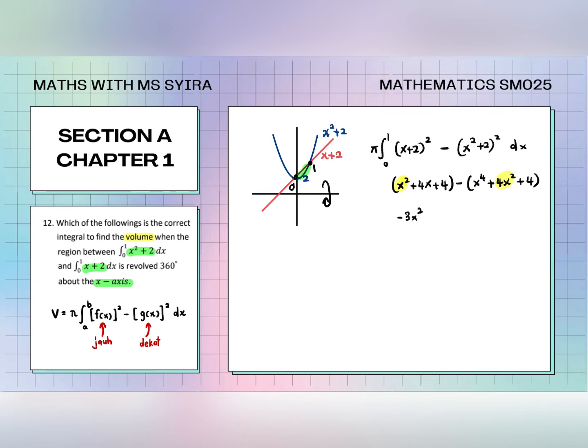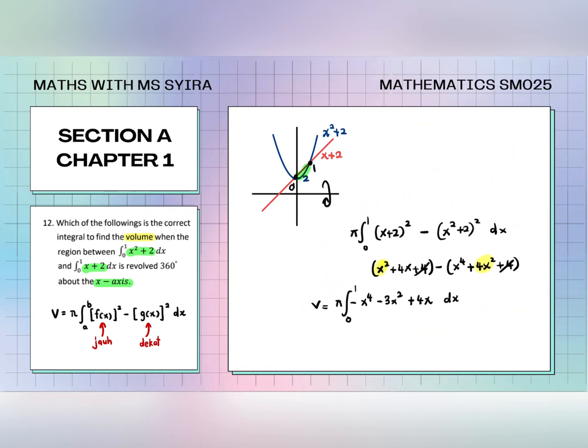Okay. And then we have negative x to the power of 4 at the front. And then negative 3x squared. The 4x has no pair, so it will be plus 4x. And then 4 minus 4 will be 0. So this is the function we will integrate later. Okay. So this will be the volume. Okay. Let me bring it down a bit, so it looks bigger. Okay. So this should be the final answer.